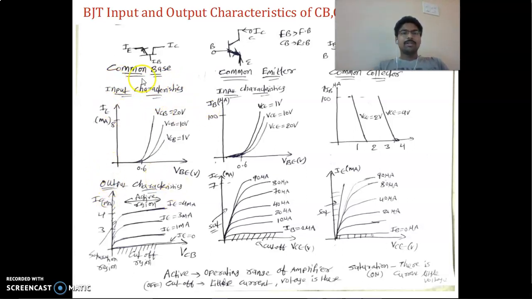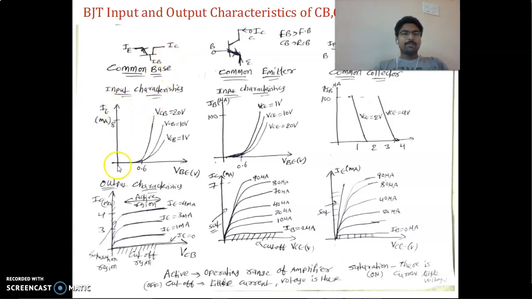Input characteristics are drawn between input current and input voltage by keeping the output parameter constant. Similarly, output characteristics are drawn between output voltage and output current by keeping the input parameter constant. Here observe this one. For common base, the base is common to both input and output. So for this configuration, the input current is IE and the input voltage is VBE. Output current is IC and output voltage is VCB.